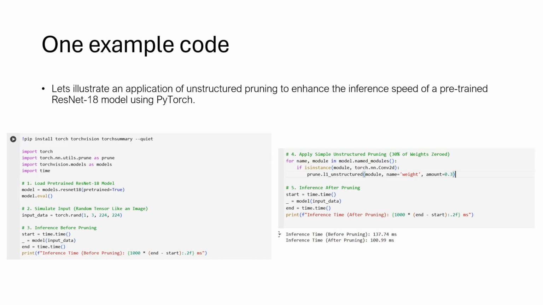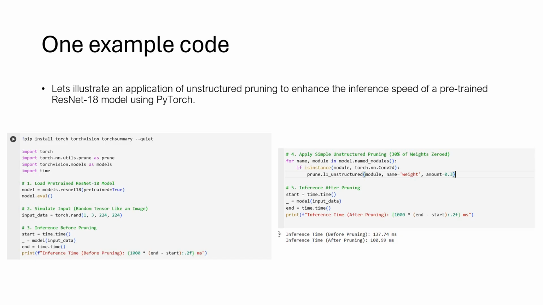Initially, the model is imported and configured for evaluation while a random tensor is generated to simulate an image for testing purposes. To establish a baseline, inference time is recorded prior to the pruning. Subsequently, the pruning process is done, which involves setting 30% of the smallest weights to 0 in each convolution layer utilizing the PyTorch pruning tools. We have got a lot of pruning tools available with PyTorch, which are very easy to use.